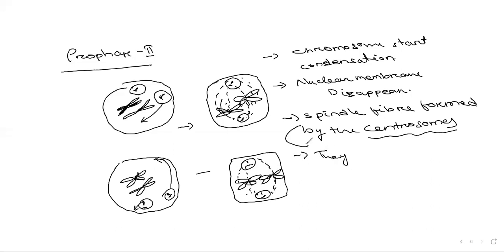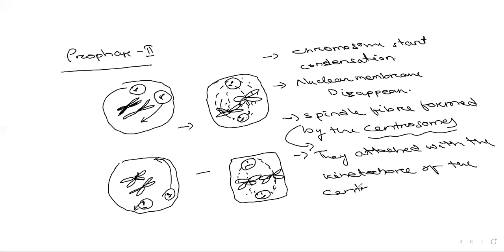The spindle fiber attaches with the kinetochore of the centromere of the chromosomes. Okay, so this is your prophase 2.